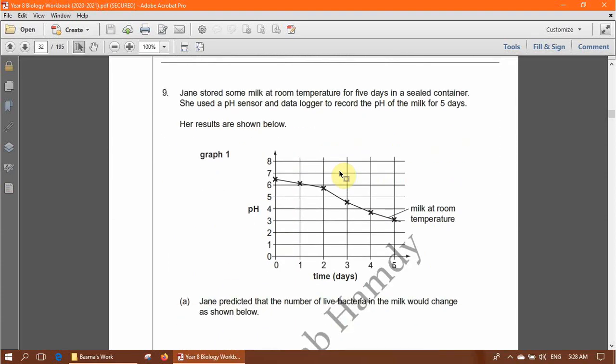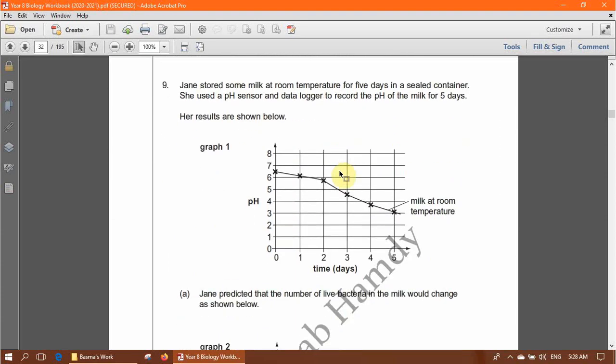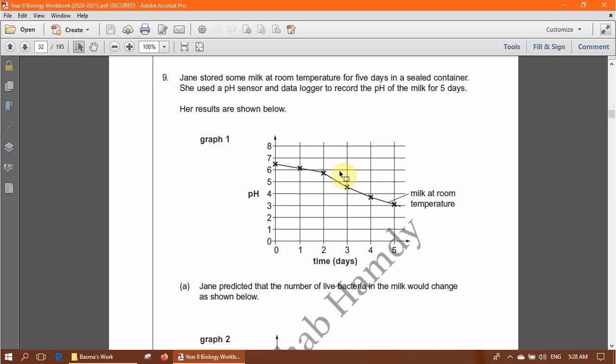Okay, now I'm going to get some milk and keep it at room temperature for 5 days in a sealed container. And I'm going to measure its pH for 5 days. As you see, the pH decreases. Why? Because the bacteria is changing the lactose, which is the sugar in milk, into lactic acid.